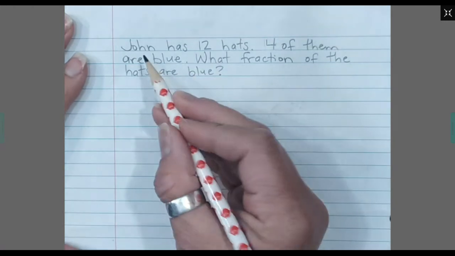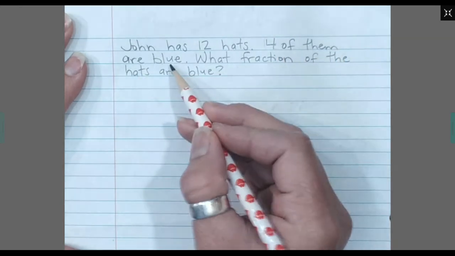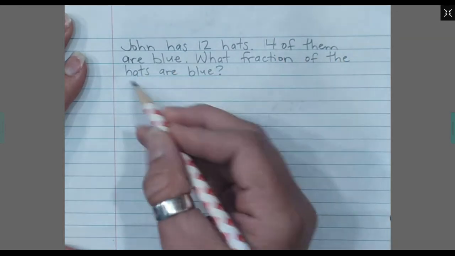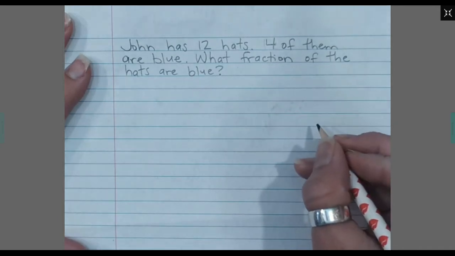So, John has 12 hats. 4 of them are blue. What fraction of the hats are blue? So, like I said, we can solve that several different ways.